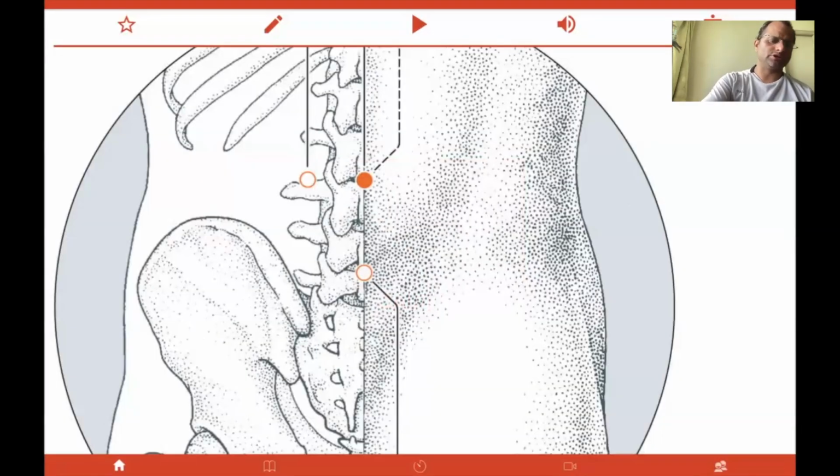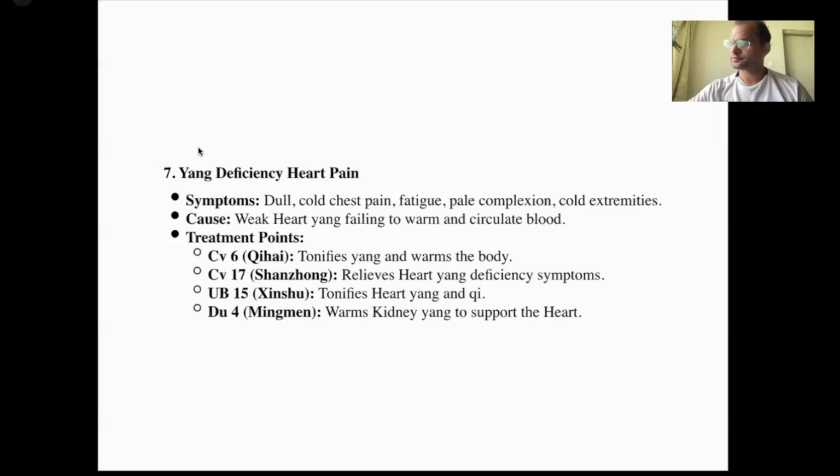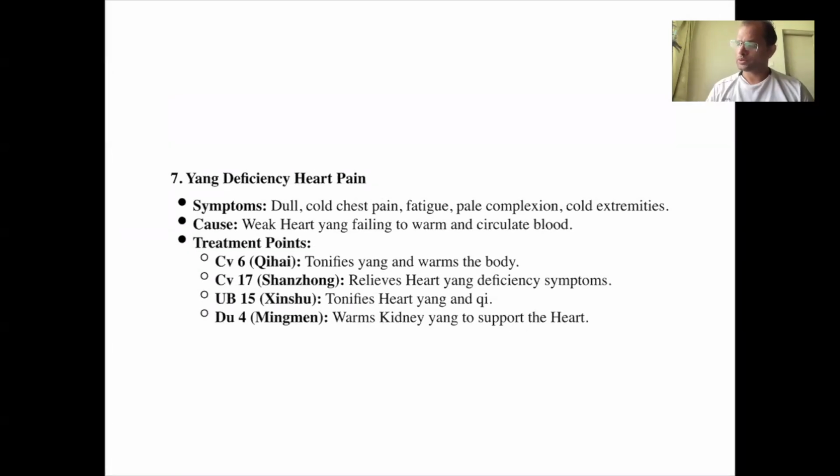If we go to the front, CV6 is in the front, so these two points are wonderful. In the back side, DU4, in the front side, CV6. They are improving the yang. So DU4 and CV6, other than CV17 and UB15.